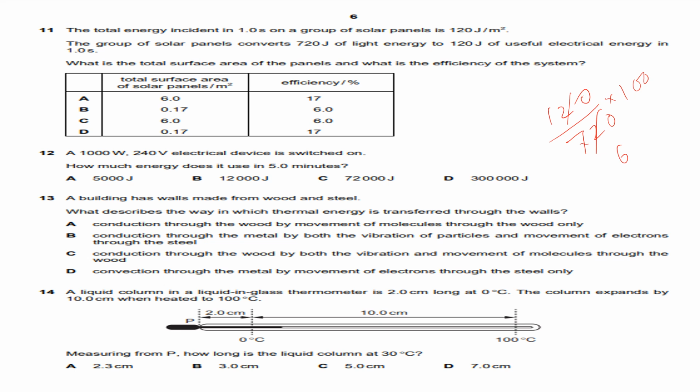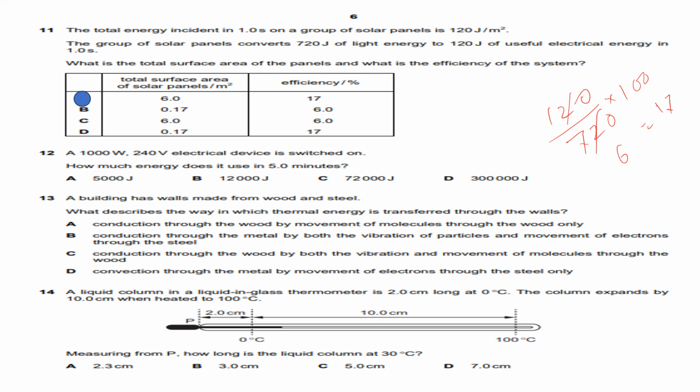So the correct answer: 100 divided by 6, 17. So any one of this, and the total surface area, 6 multiplication of 1. So result 1, A, is correct.